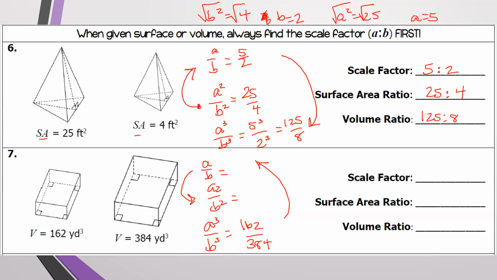Okay, now again, like I said, it's always a really good idea to simplify this fraction if it can simplify. So we're going to simplify 162 over 384. That simplifies to 27 over 64. Okay. Now I need that to find A over B. To undo a square, we square root. We've been doing that all year long.